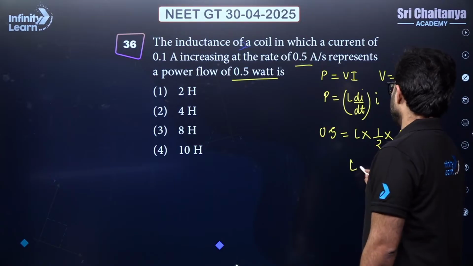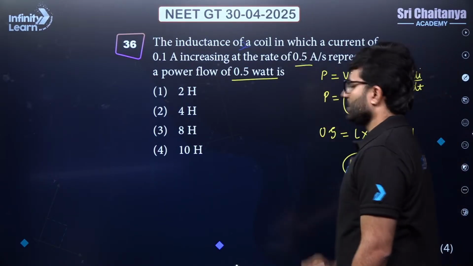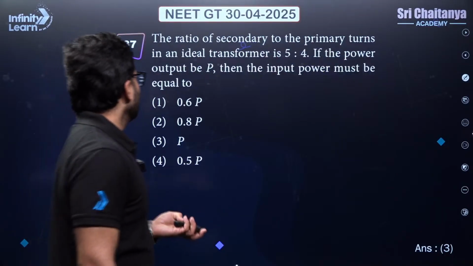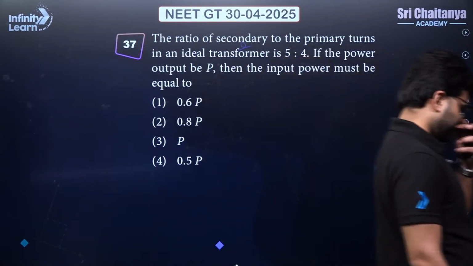So you get L as 10, right? You get L as 10. Is that very clear? Next.